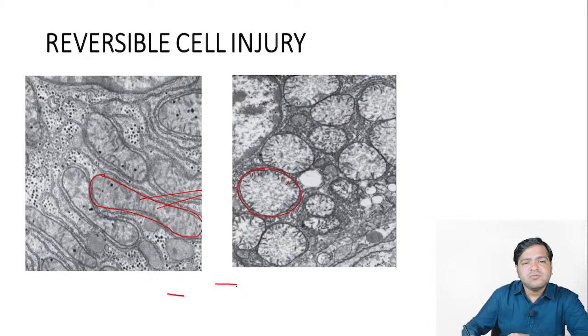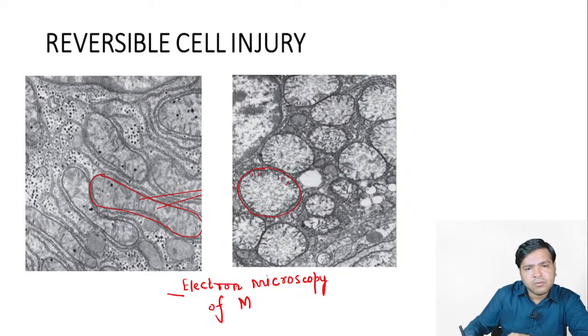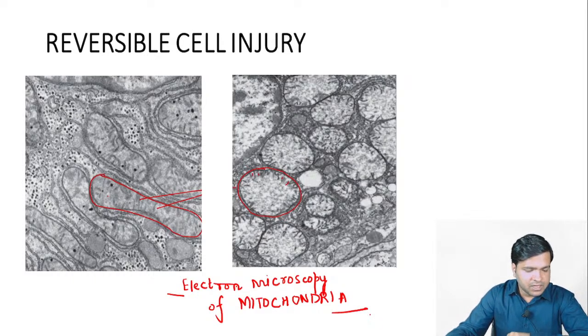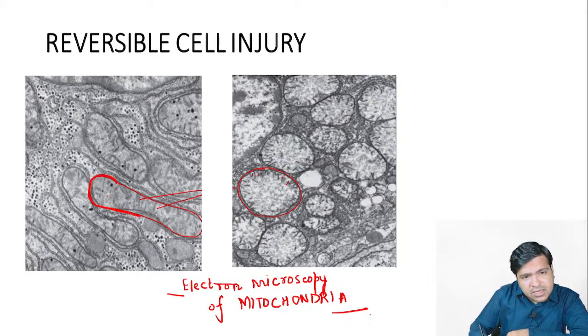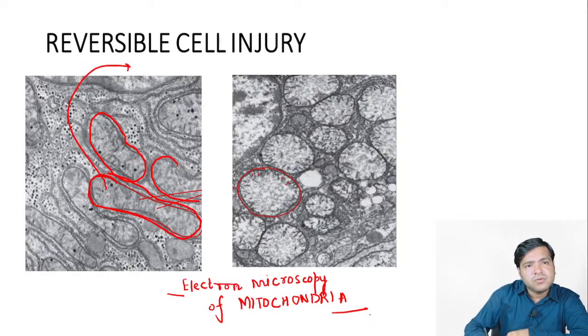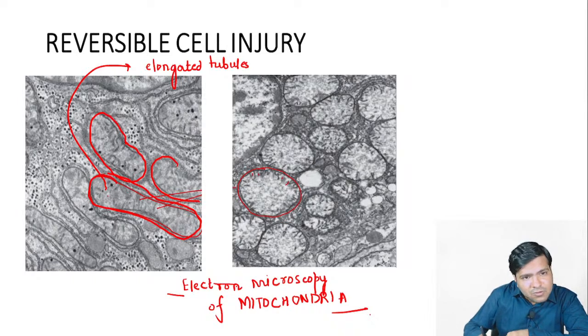So guys, what I'm trying to show you over here is the picture of a mitochondria, the electron microscopy. I'm showing you the microscopic images of mitochondria. There are two mitochondria over here. The very first one that you can appreciate is a tubular structure. These are elongated tubules, and along with the elongated tubules you can very well see there are multiple striations.